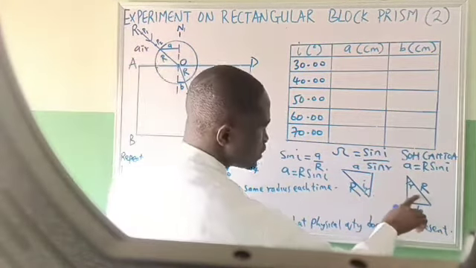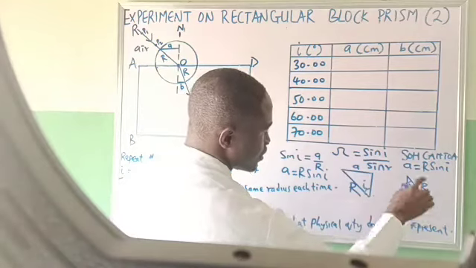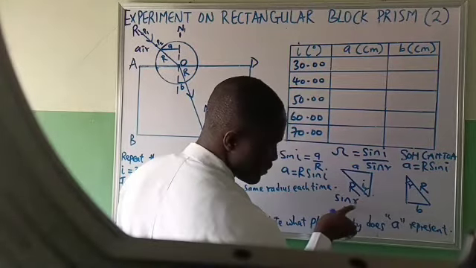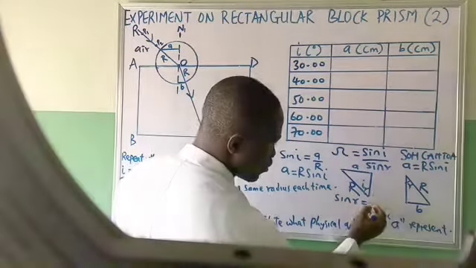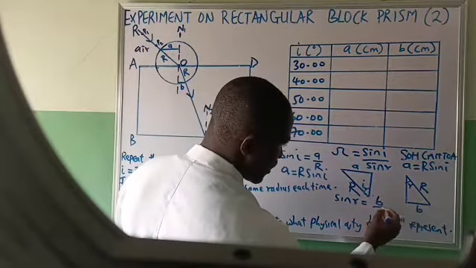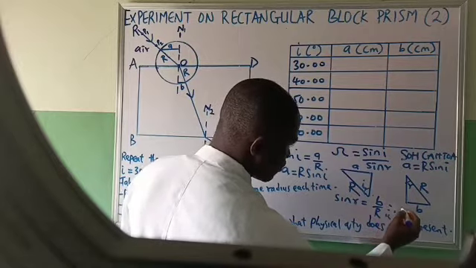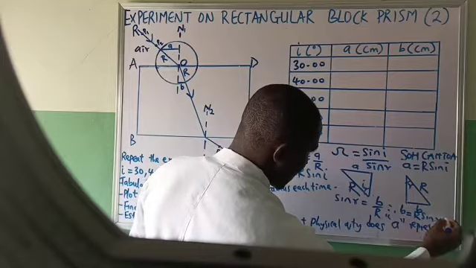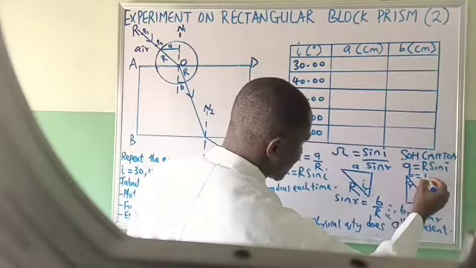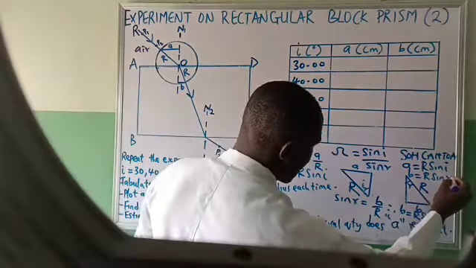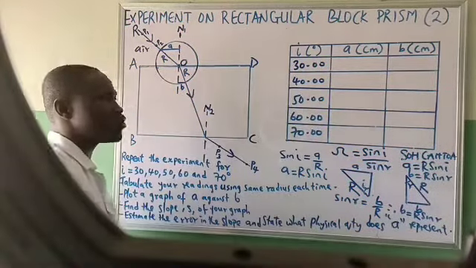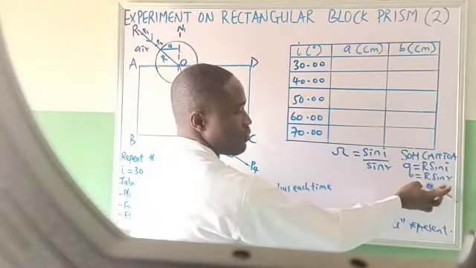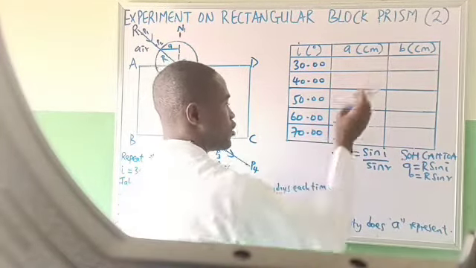Then for this one, this is B, this is R. So we now say sine of the angle of refraction is equal to opposite over hypotenuse. Therefore, B will be equal to capital R sine r. So B equals capital R sine r. So that is the formula we are to use and put it here. After noting this, these are the formulas you have to use to get your A and your B.